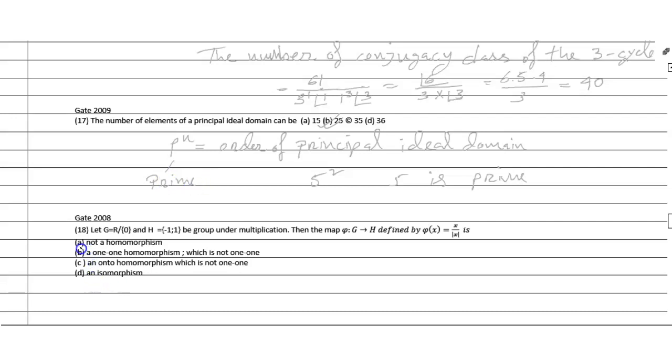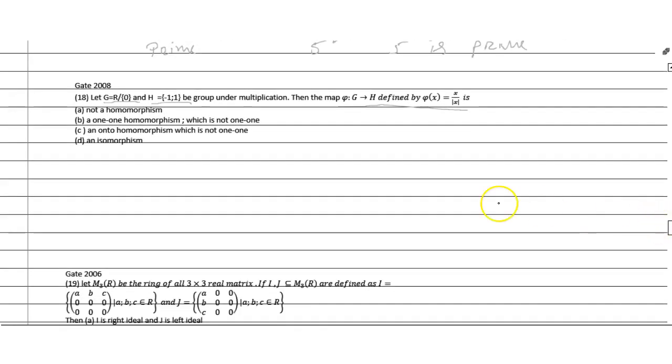Now friends, again we start GATE 2008. G is equal to R minus 0, H is equal to {minus 1, 1}. Phi such that G tends to H is defined as phi of x equals x divided by mod x. So it is a homomorphism. Whatever you see, phi of x can be written as x by mod x. So it is 1 when x is greater than 0 and minus 1 when x is less than 0.